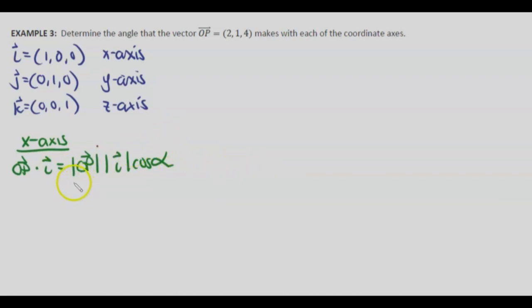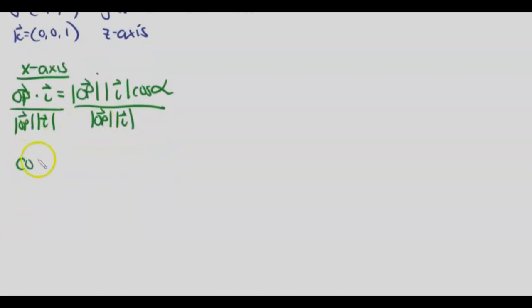Okay, so we did something similar to this, and then we just divided this side by either OP or I, depending on what the projection was. This time what we're going to do is divide by both the magnitude of OP and the magnitude of I, on both sides, because what we want is this cos alpha alone. So essentially we're going to get an equation for cos alpha, in order to solve for alpha, of OP dot I over the magnitude of OP times the magnitude of I.